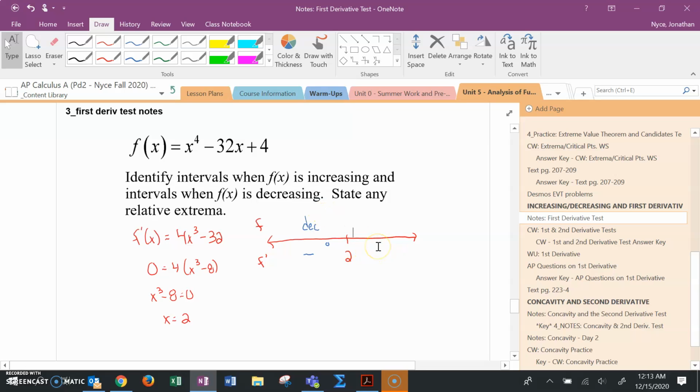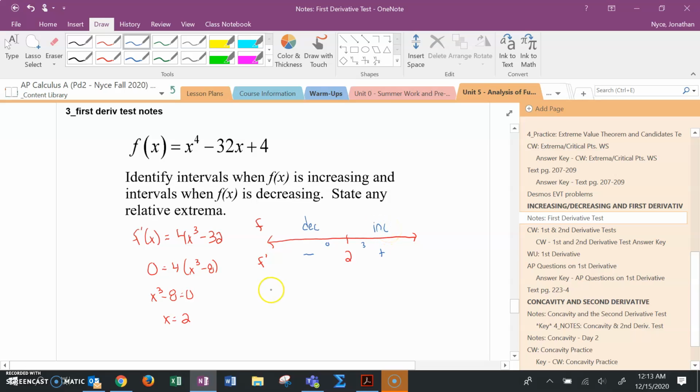And if I pick a number above 2, say 3 or 4, and plug that into the derivative, 3 cubed is 27, minus 8 is going to be 19, positive 19 times positive 4 is going to be a positive number. Tells me my function is increasing.